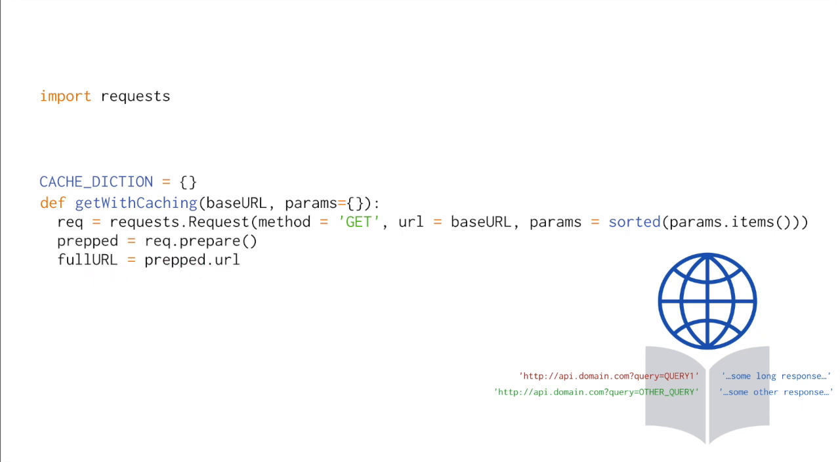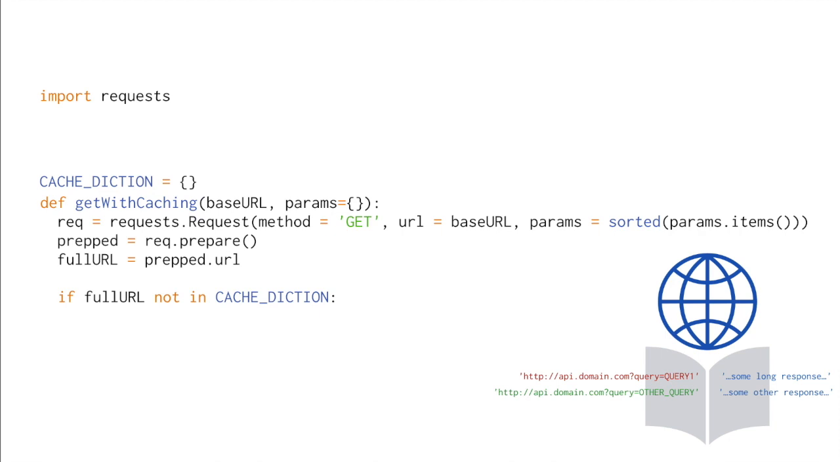If we called requests.get, then we could get the URL from there, but this would also be making the request on the internet, which would defeat the purpose of caching. So instead we write this code which gets the full URL and assigns it to the variable fullURL without actually making a request. So now we need to decide whether to use the cache or not.